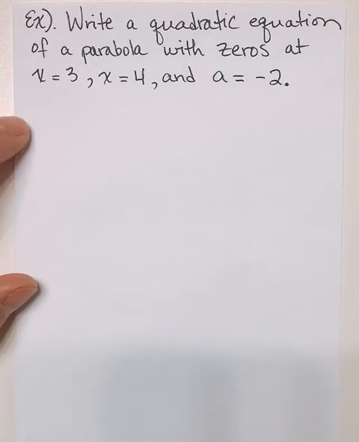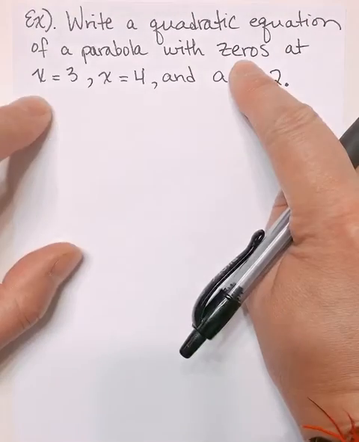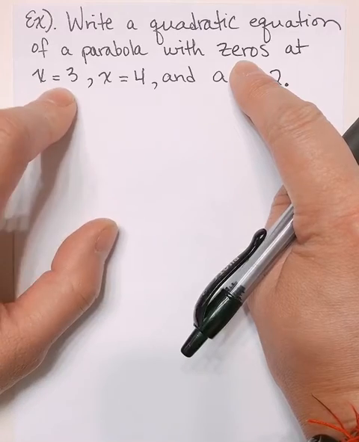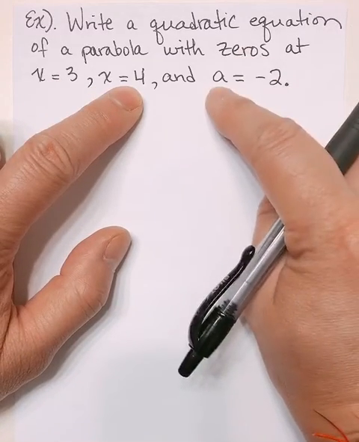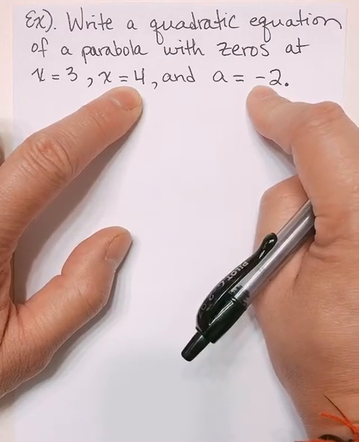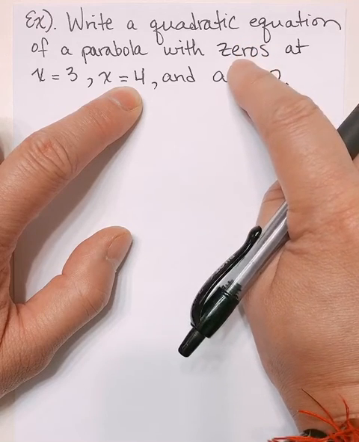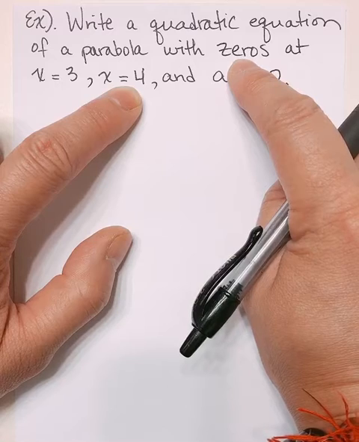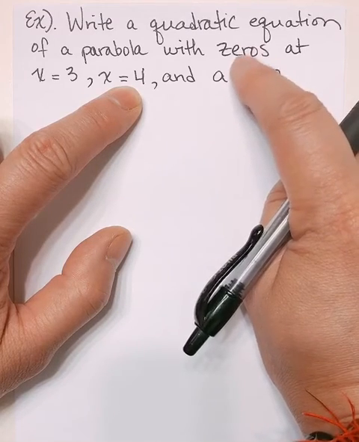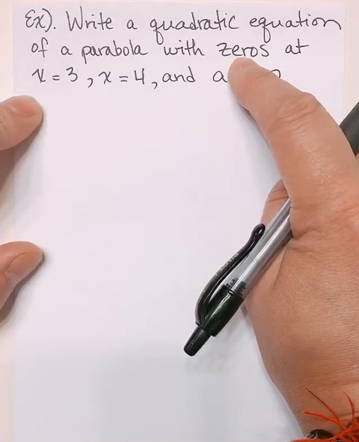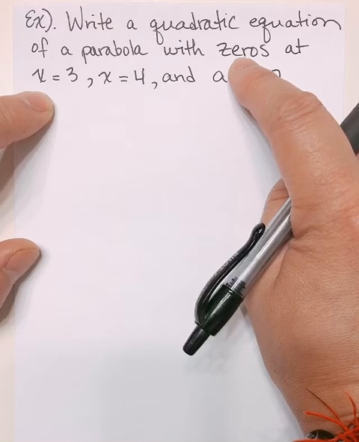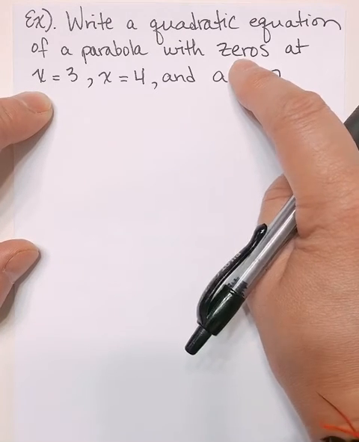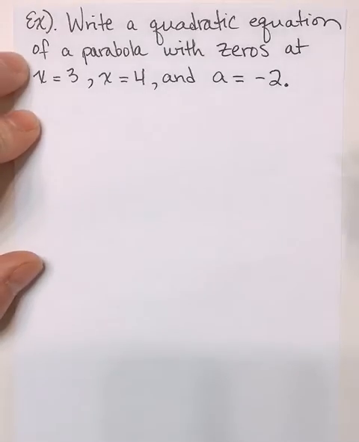In this example, they're giving us the zeros at x equal to 3, x equal to 4, and an a value of -2. So now let's recall that zeros are also known as x-intercepts or roots or solutions, right? Because they give us the zeros or the x-intercepts, we should start with the x-intercept form or the factor form, right? So let's remind ourselves what factor form looks like.